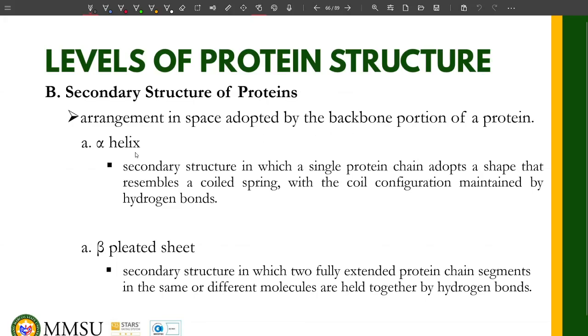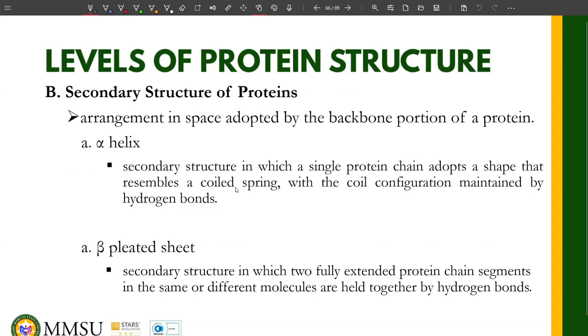So, from the name itself, for alpha helix, the single protein chain adopts a shape that resembles a coiled spring or helix yung shape niya, with the coil configuration maintained by hydrogen bonds. And then for the beta pleated sheet naman, it is a secondary structure in which two fully extended protein chain segments in the same or different molecules are held together by hydrogen bonds. Para siyang pleated sheets siya. You imagine a paper, tapos yung manner of folding mo para makagawa ka ng pamaypay, ayun, may pleats siya. So, yun yung itsura ng beta pleated sheet. So, you'll notice here, both of these are maintained by this so-called hydrogen bond. So, this is the interaction that maintains or is responsible for these two types of secondary structure.